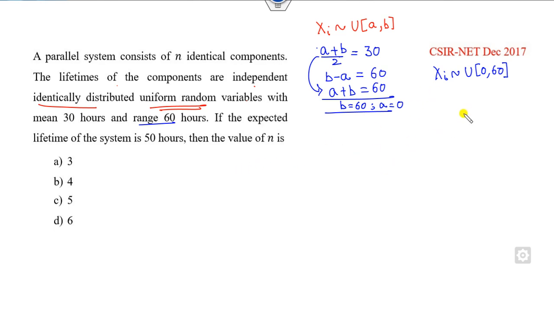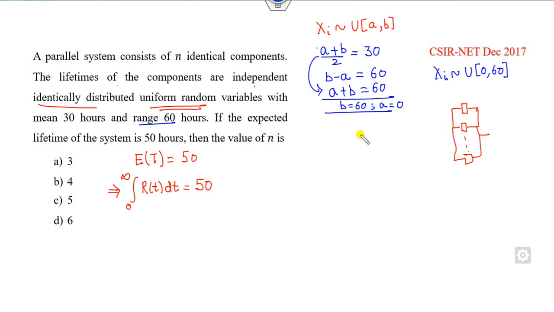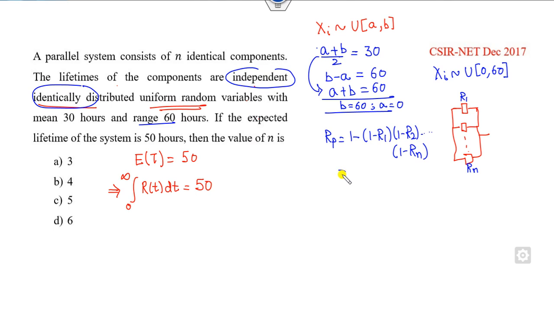Now what is given to you? They have n components connected in parallel, and the expected lifetime is 50. What is the formula for this? The integral from 0 to infinity of the reliability. Firstly you can find the reliability. If I call this R1 up to Rn, the reliability of the parallel system is 1 minus R1, 1 minus R2 and up to 1 minus Rn. Because they are independent and identical, all have the same value, so I can write this as 1 minus R to the power n.